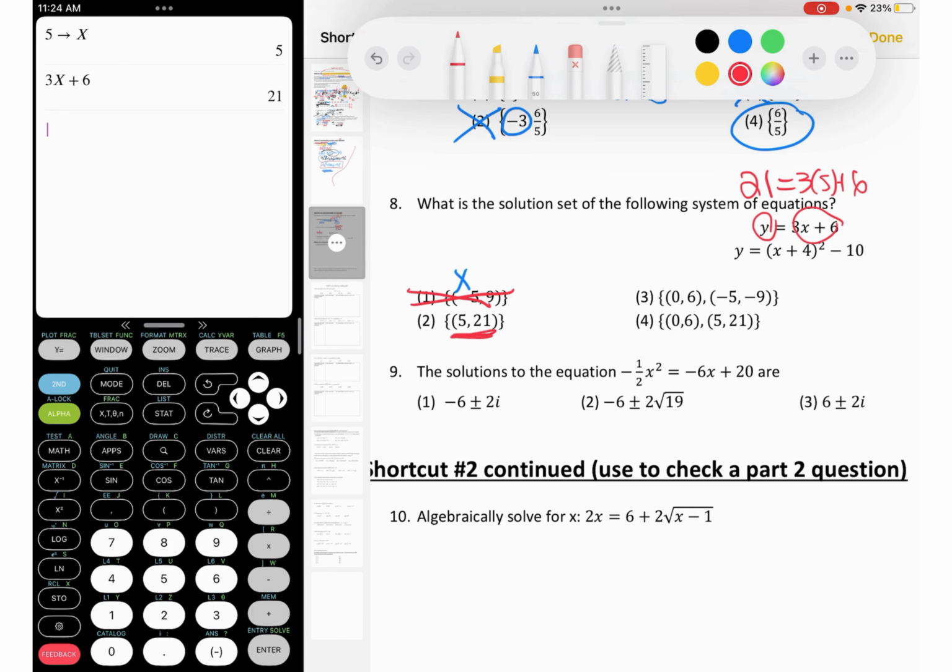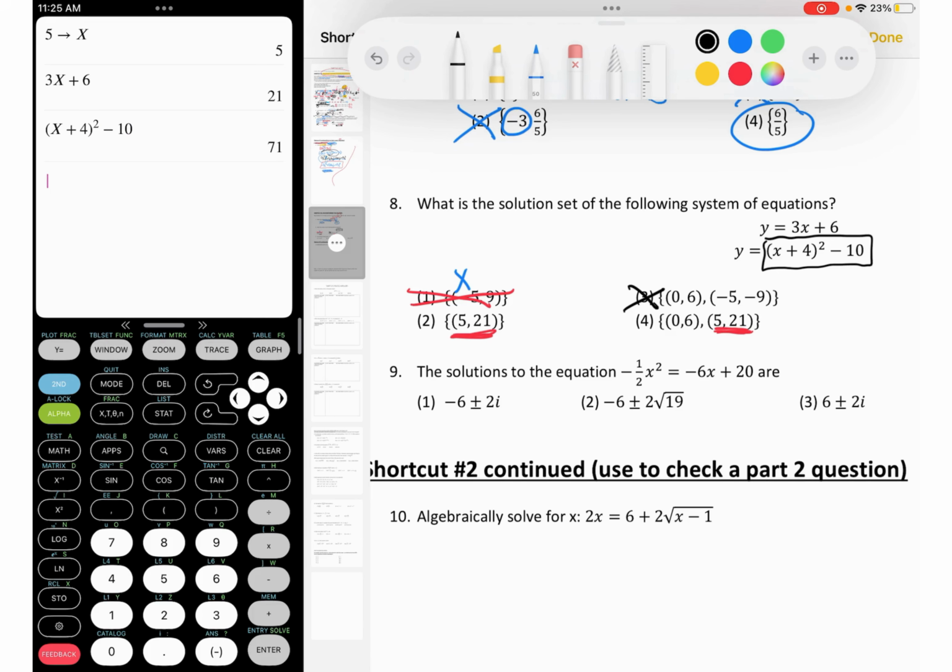Look at all of them. (5, 21) works, but (5, 21) is also here. So all I learned right now is that choice 3 is not the answer because (5, 21) did work. Now, (5, 21) only worked in one of them. I should double check that it works in the other one as well. So I'm going to type that into this right here. So it's x plus 4 squared minus 10, and I should be getting 21.